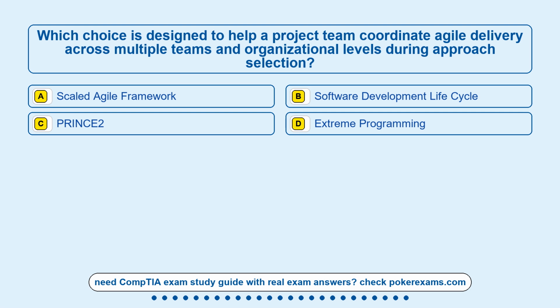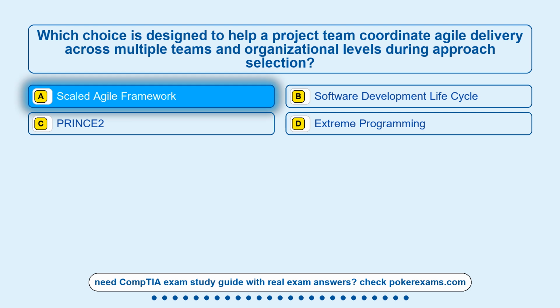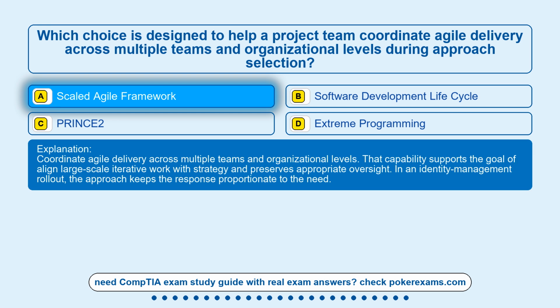Option D, extreme programming. The correct answer is option A, scaled agile framework. Coordinate agile delivery across multiple teams and organizational levels. That capability supports the goal of aligning large-scale iterative work with strategy and preserves appropriate oversight. In an identity-management rollout, the approach keeps the response proportionate to the need.